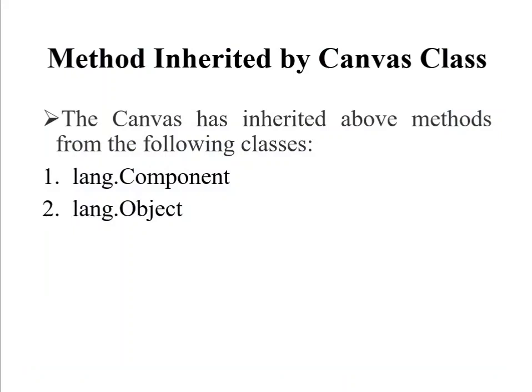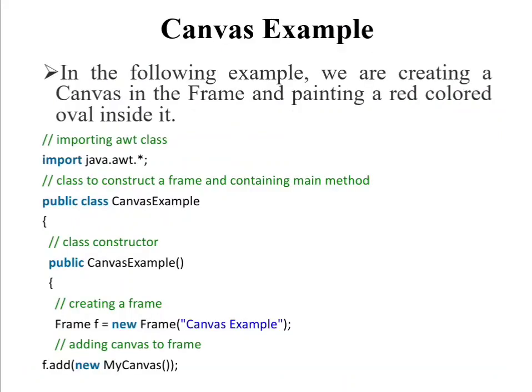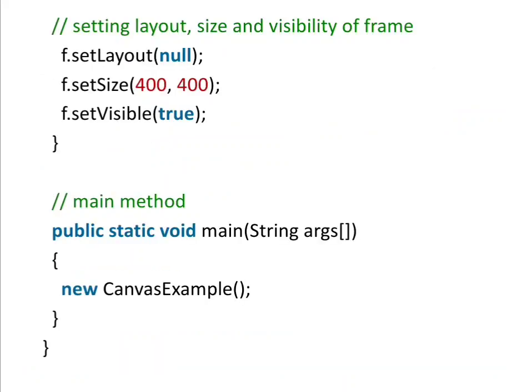Then the main method: public static void main(String[] args), which creates a new CanvasExample. Next is the class inheriting the Canvas class. To create the canvas class, MyCanvas extends Canvas. In the constructor, we set the background color to gray with a size of 300 by 200. Then the paint method draws inside the canvas: public void paint(Graphics g), setting the color to red with g.fillOval(75, 75, 150, 75).